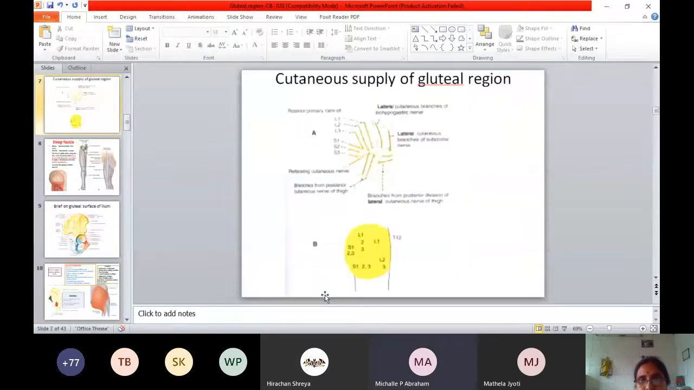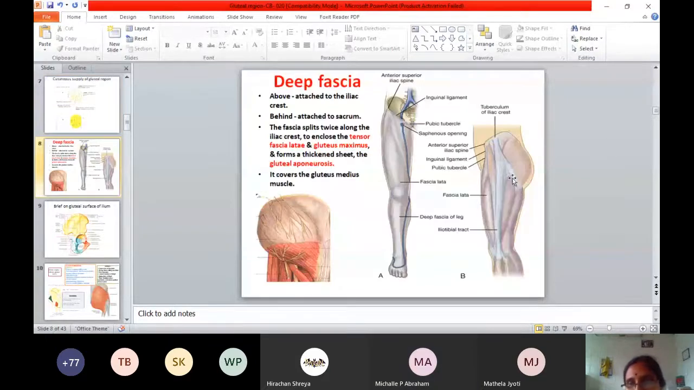Now, the cutaneous innervation of the gluteal region is divided into four quadrants. This is upper anterior. This is upper posterior. This is lower anterior. This is lower posterior. Then the deep fascia. What is the name of the deep fascia of the gluteal region? Gluteal aponeurosis.